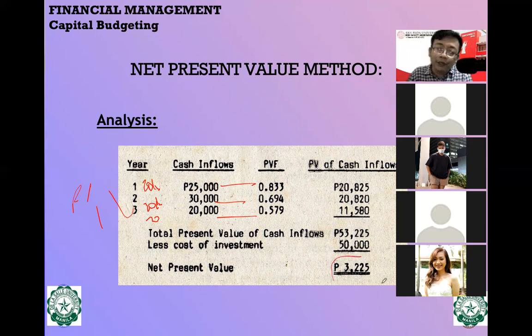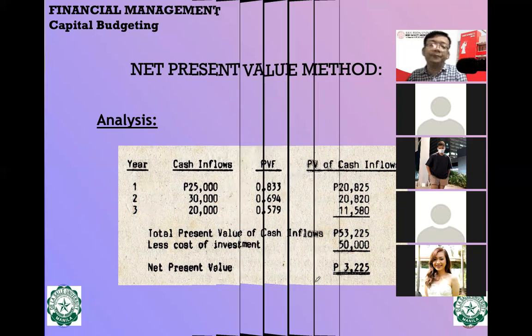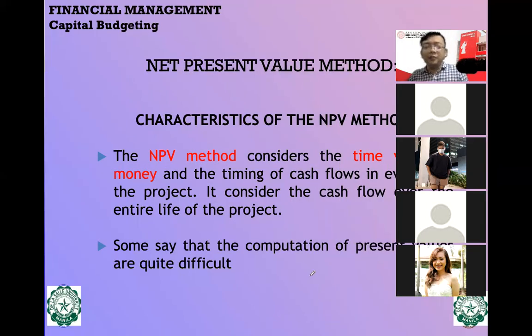So this one, you have 3.225. Accept or reject? Of course, accept to. Diba? Accept yan. Okay. So, characteristics of the NPV. Again, it considers the time value of money. It considers cash flow of the entire project.